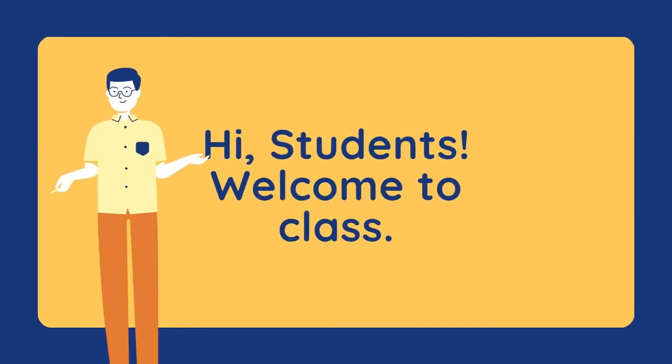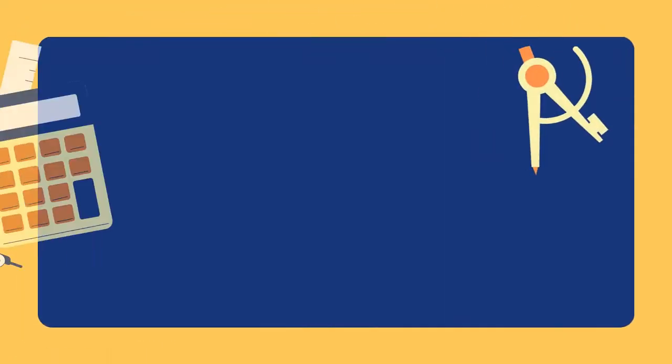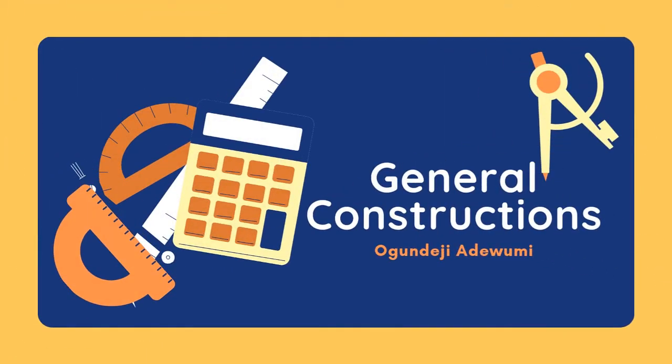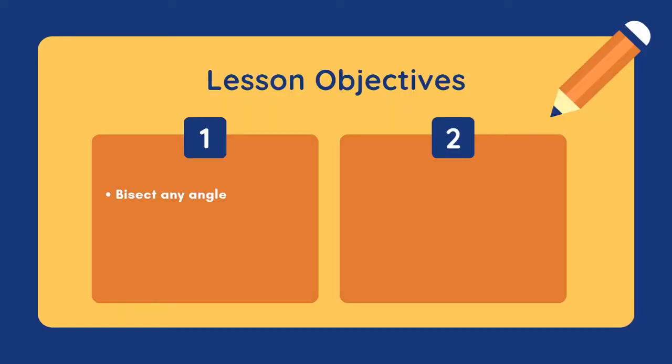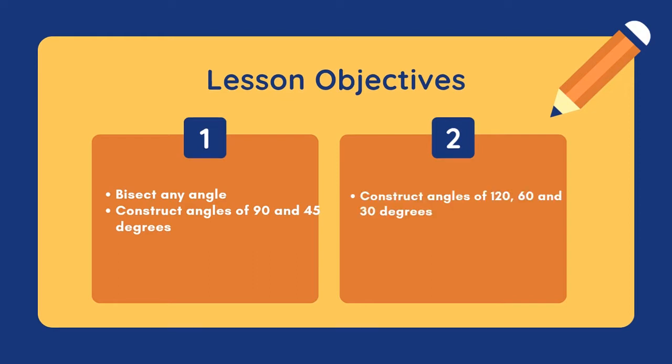Welcome, students. Today we are going to be looking at general constructions. Get your mathematical set ready and ride on with me. Today you are going to be learning various things, which includes: 1. Bisection of an angle, 2. Construction of 90 degrees and 45 degrees, 3. Construction of 120 degrees, 60 degrees and 30 degrees, and lastly, bisection of a line segment.